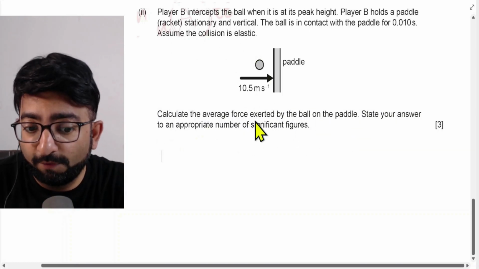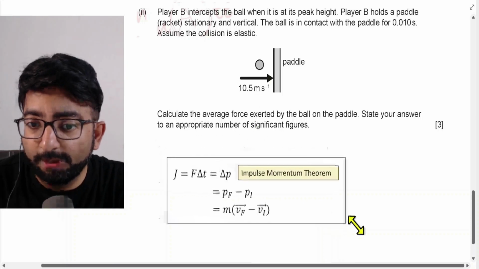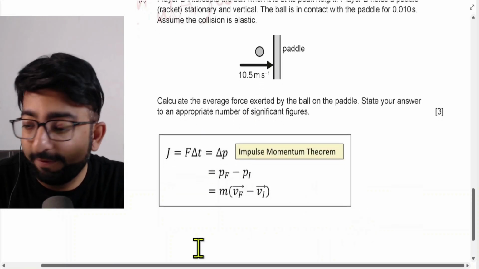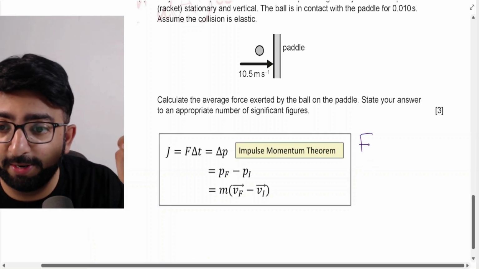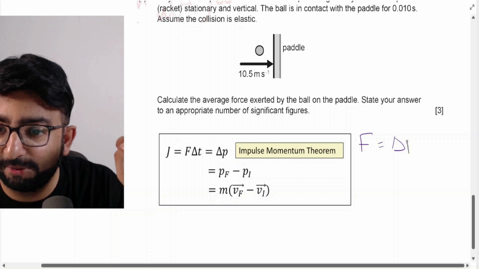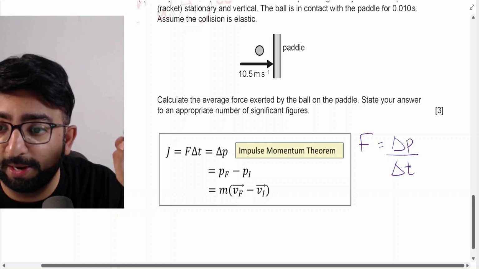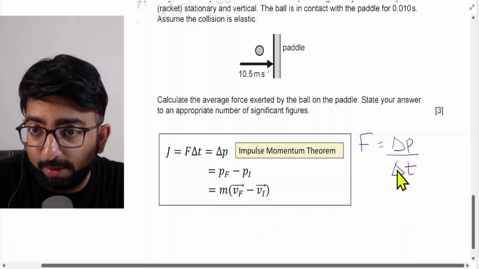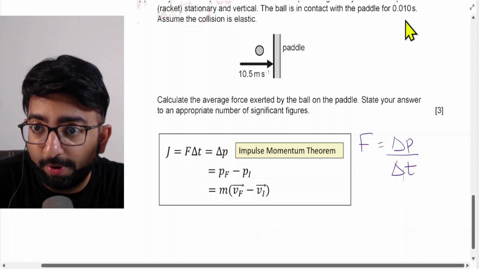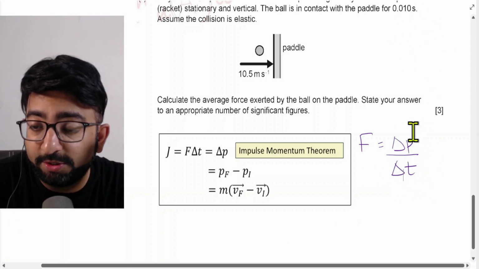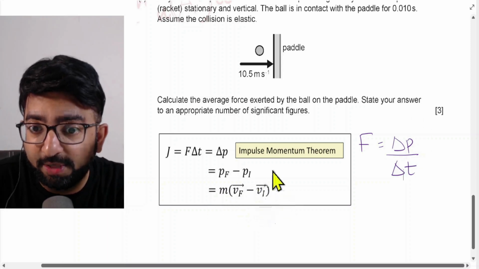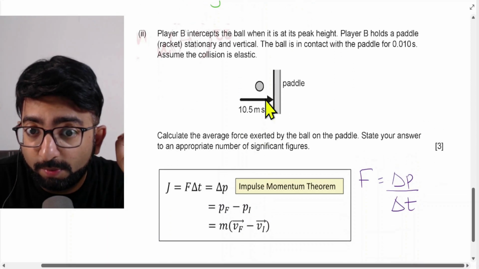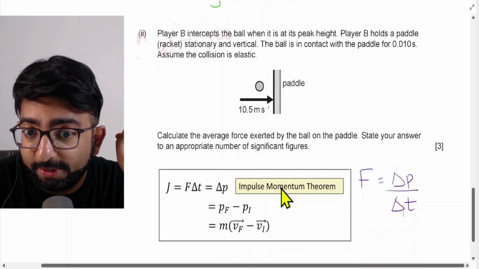We need to figure out the average force exerted by the ball on the paddle. Since we have to figure out the force, we again go to the impulse-momentum theorem. J is equal to F delta T, which is equal to the change in momentum. Since we have to find F, let us make F the subject. So we get delta P upon delta T. Now, delta T is the time of contact, which is given as 0.01 seconds. For the change in momentum, we have m times final velocity minus initial velocity. The initial velocity of the ball is mentioned as 10.5 meters per second.